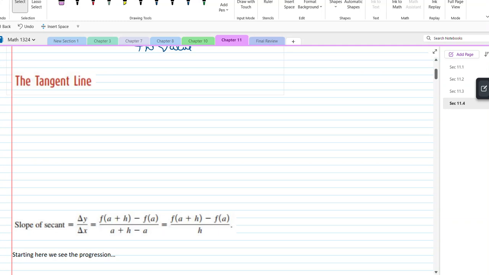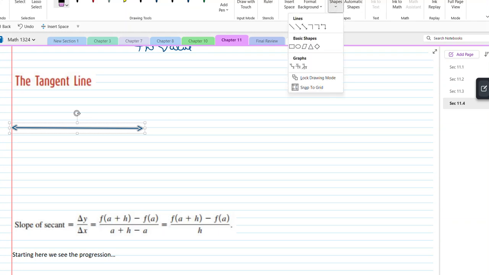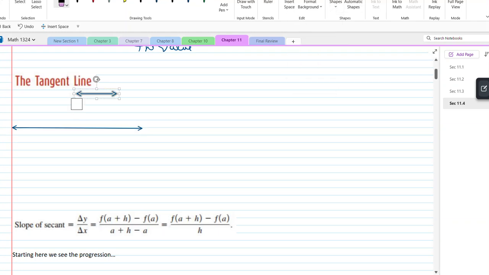All right. Well, we're going to now include a tangent line. Well, what is a tangent line, you ask? All right. Well, let's look at a function here. So let's look at this guy.